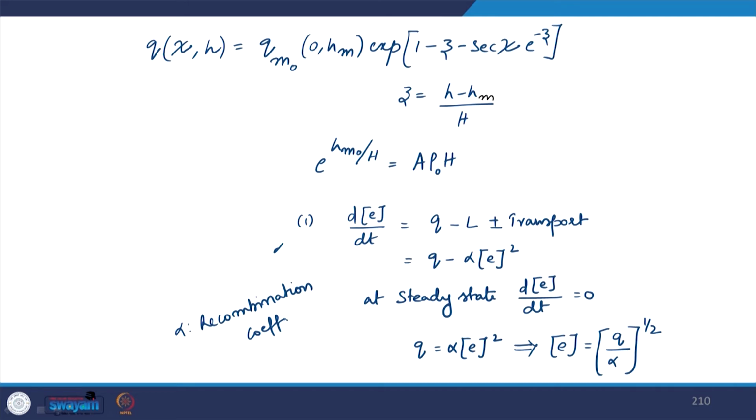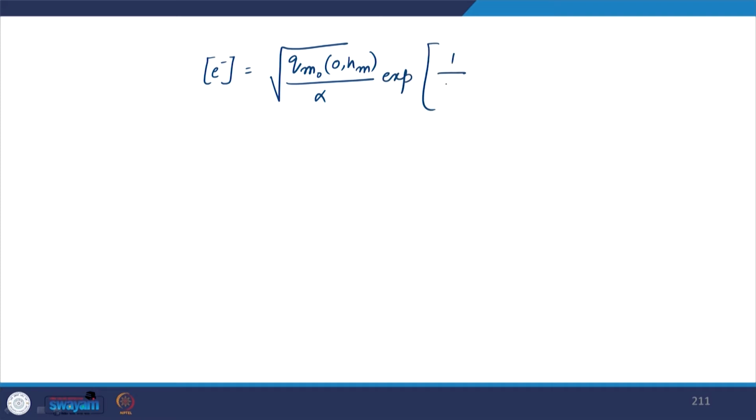Right. So if you use this equation in the production equation, we will be able to write the electron density. We have Q by alpha as Qm0 at normal incidence at the peak production height divided by alpha, times exponential half of 1 minus z minus e to the power of minus z. I have just substituted the formula that we have derived for the production rate, right?